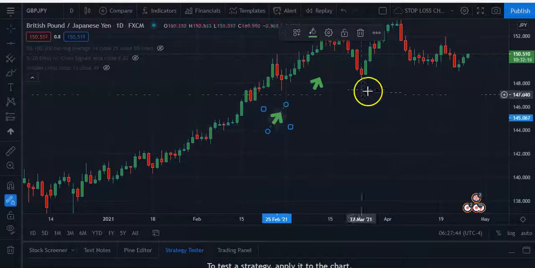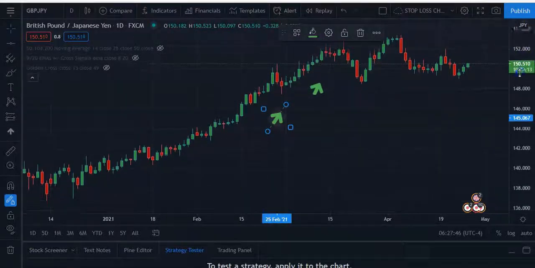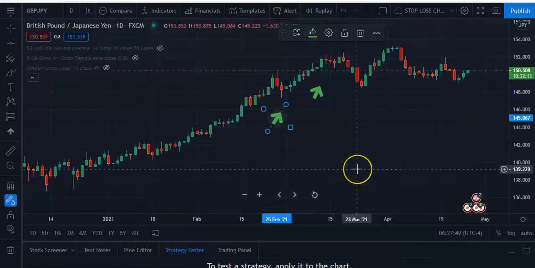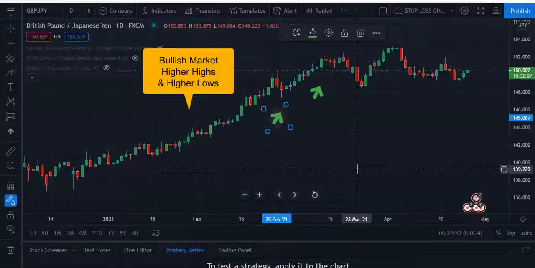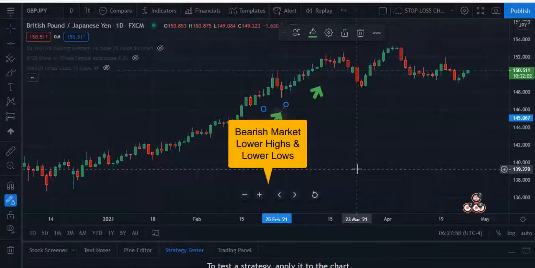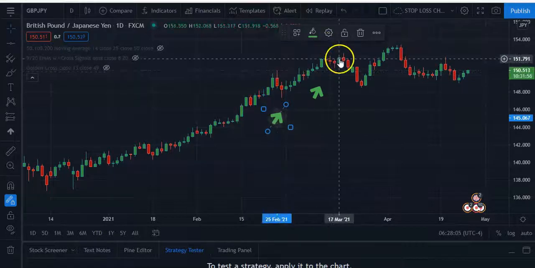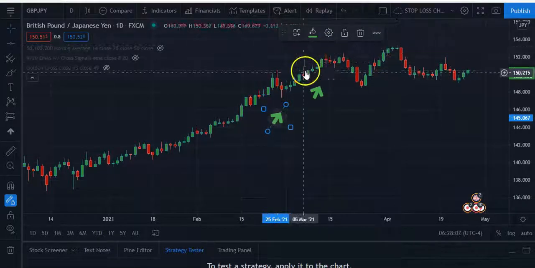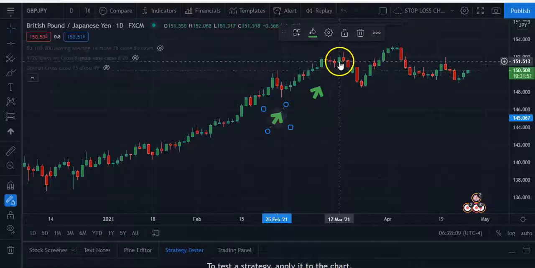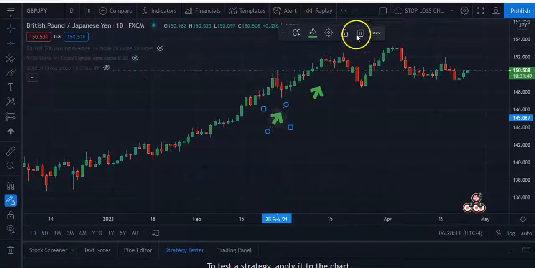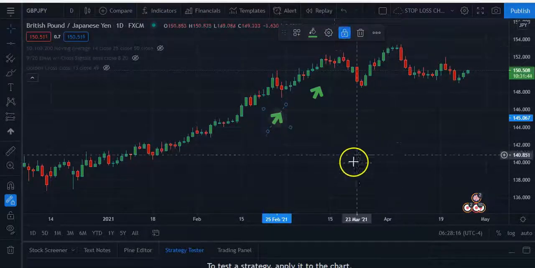As the market is moving upward, that means you're having higher highs and higher lows. So in a bullish market, you have higher highs and higher lows. In a bearish market, you have lower highs and lower lows. If you look at this, you do have those higher highs. Here's a high, here's a high, here's a high. This high is higher than this high, and this high is higher than this high.